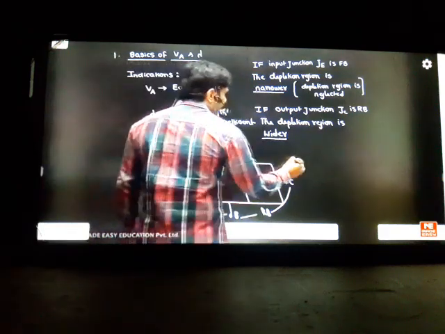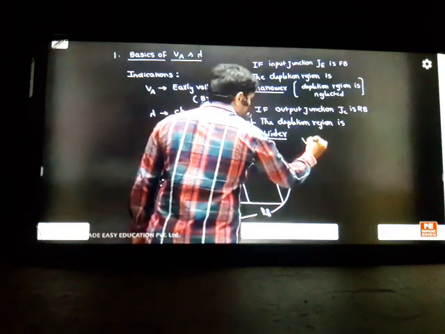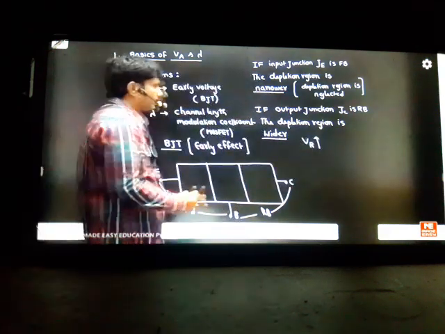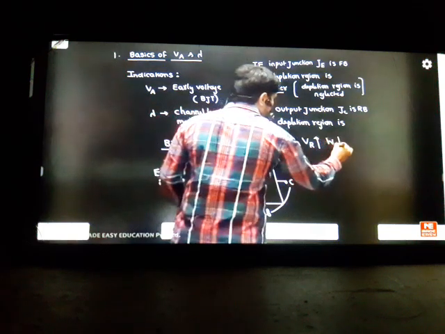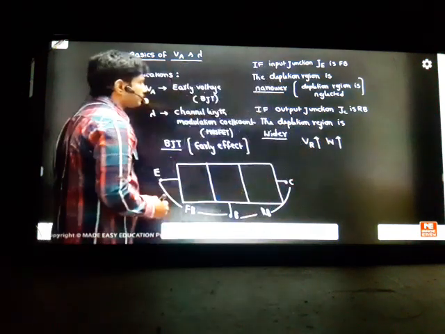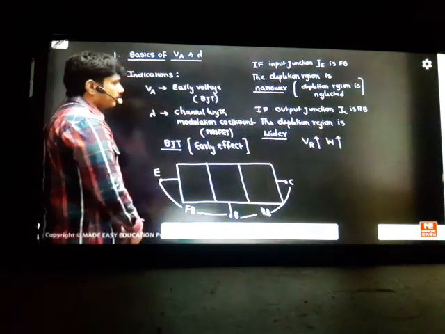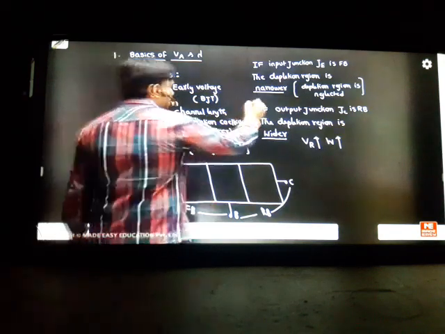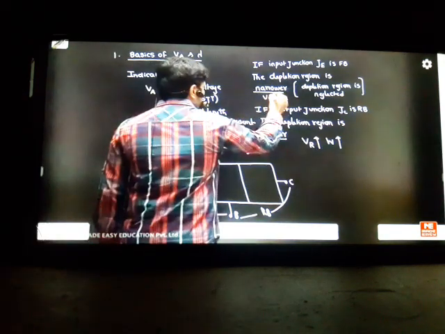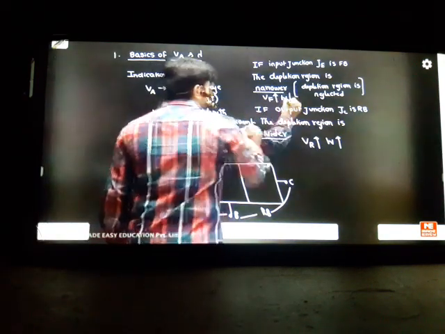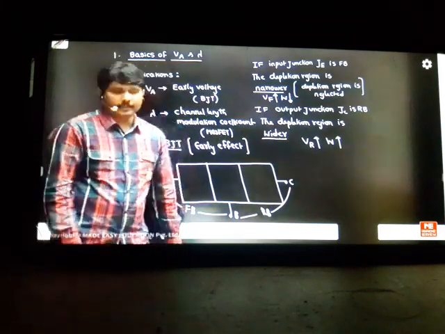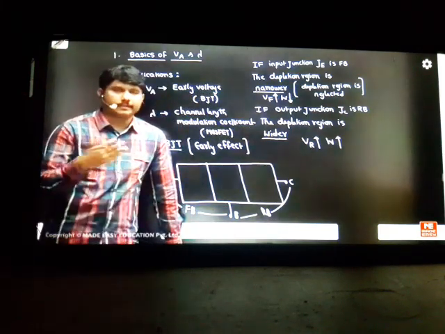That means when your VR, your reverse bias voltage, increases, the width of the depletion region, W, also will increase. W means the width of the depletion region. This is the story of this concept. But if your forward voltage VF is increasing, your width is decreasing. These are the basic principles of a diode. In forward bias, it is decreasing the width. In reverse bias, it is increasing the width.